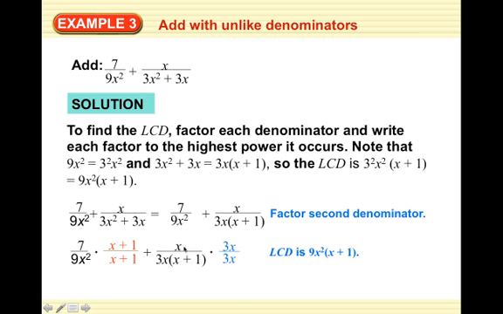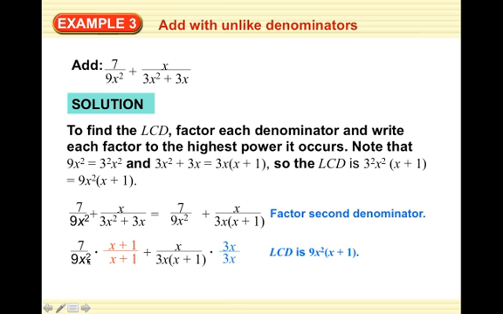All right, and then we've got x over 3x times x plus 1. And so we're going to multiply on top and bottom. Let's see, if I've got a 3 and I need a 9, I'm going to multiply by 3. And if I've got x and I need x squared, I'm going to multiply by an x. So I'm going to multiply on top and bottom by 3x.